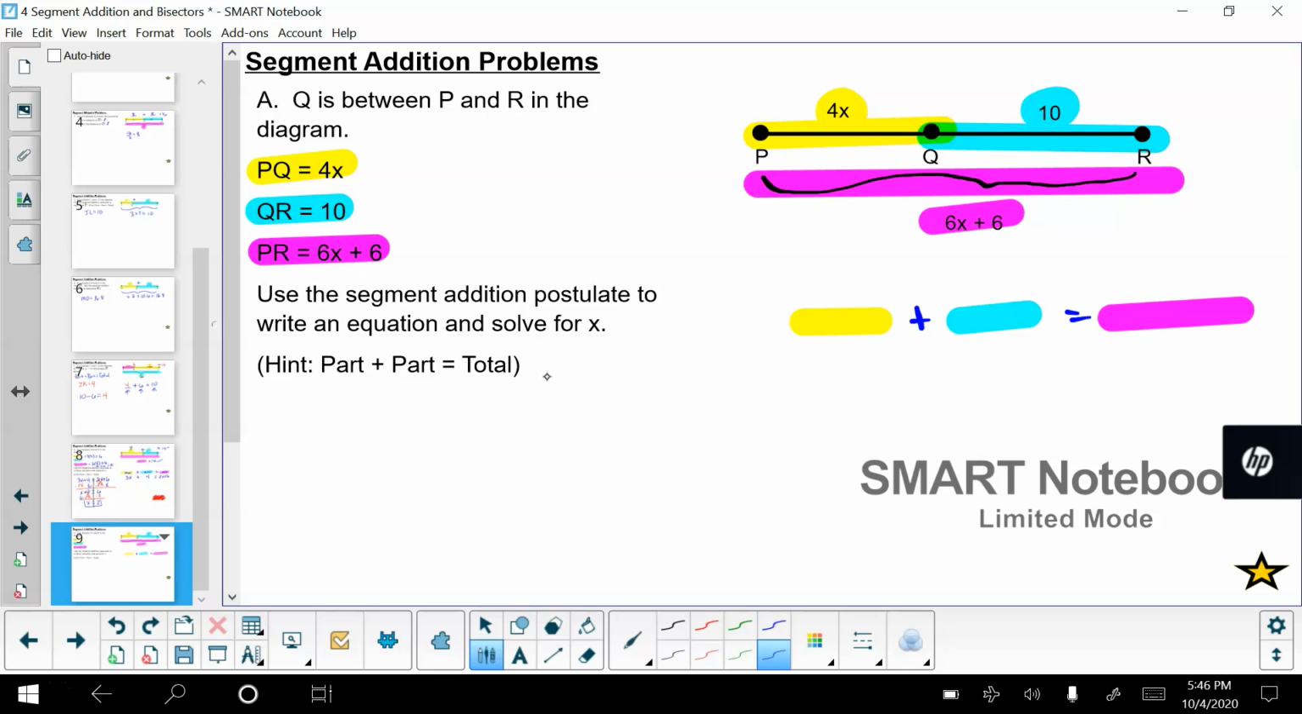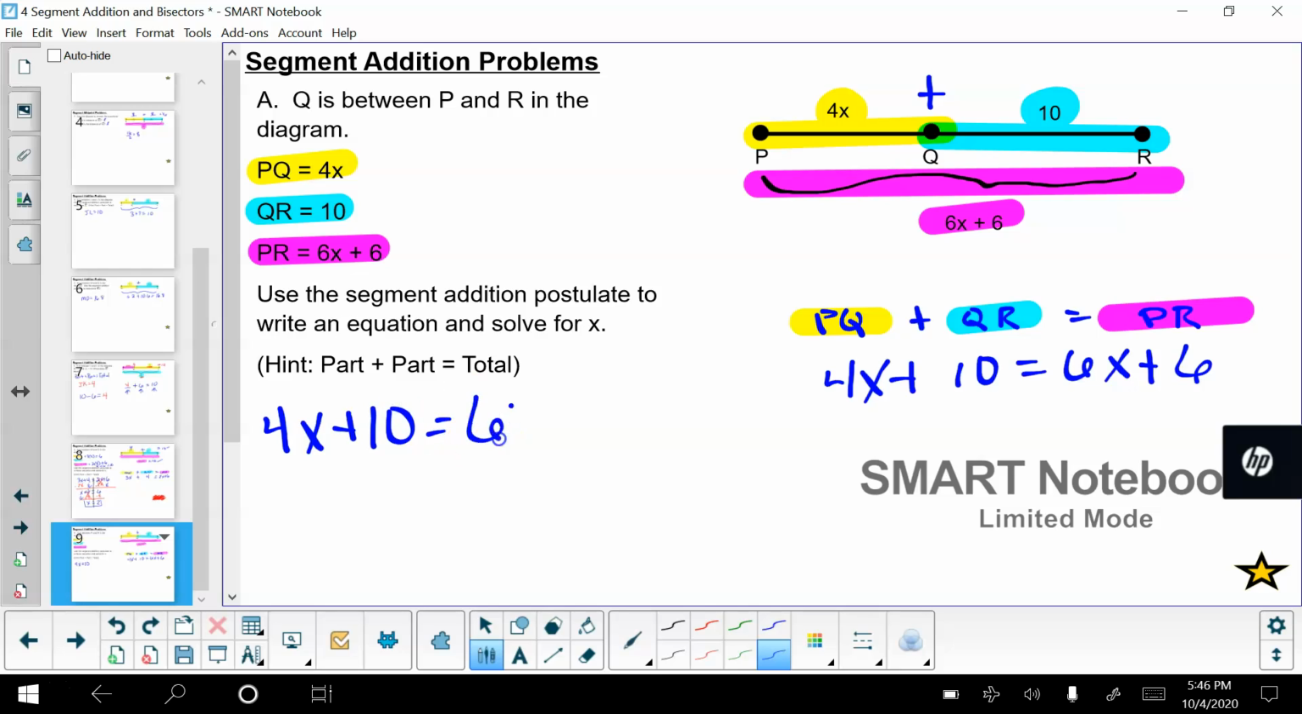The yellow line segment is PQ, the blue line segment is QR, and the purple is the whole thing from P to R. And then if I just add those pieces together and write them out, I've got my equation. So my PQ part is 4x, my QR part is 10, and then the whole thing, the total, is 6x plus 6. So there's my equation, which I'm going to write down. And now I'm going to solve it.